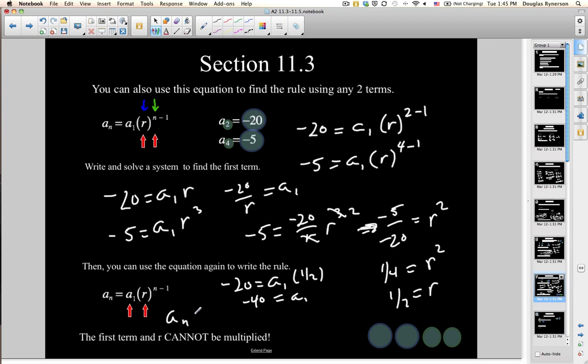And now I can write the rule because I have a sub 1 and r. So a sub n will be equal to a sub 1, negative 40, times r, 1/2, to the n minus 1 power. And there we go. Okay, so all sorts of different ways that they can supply me with information that I can then use this formula to derive the explicit rule for my sequence.